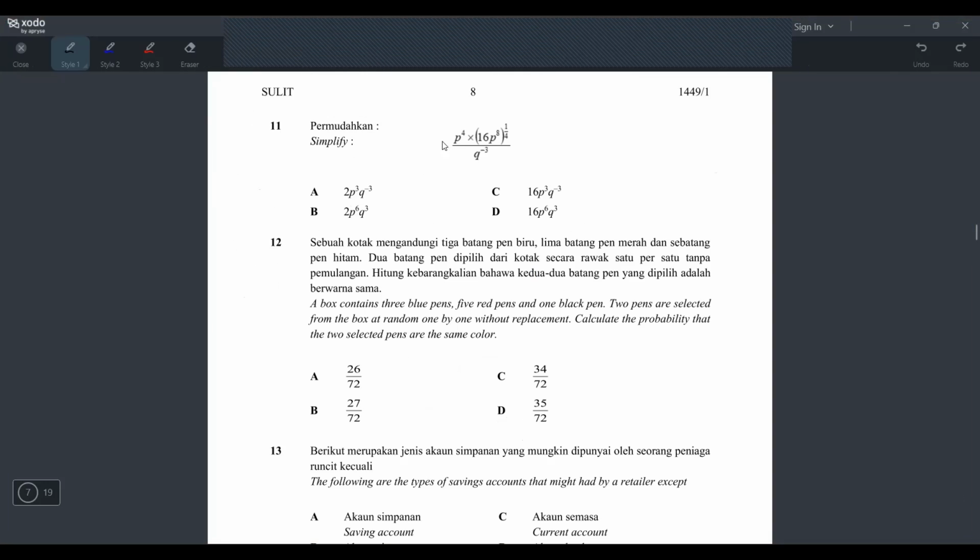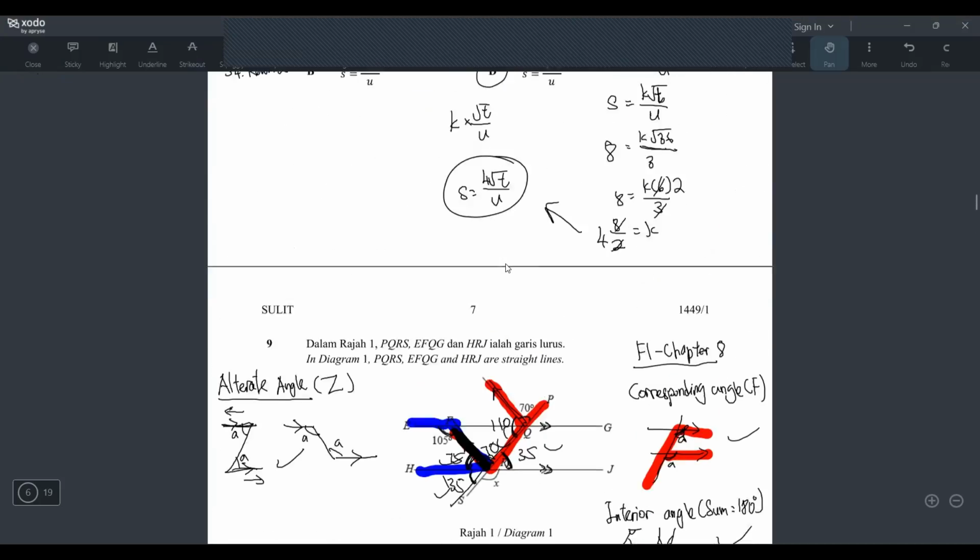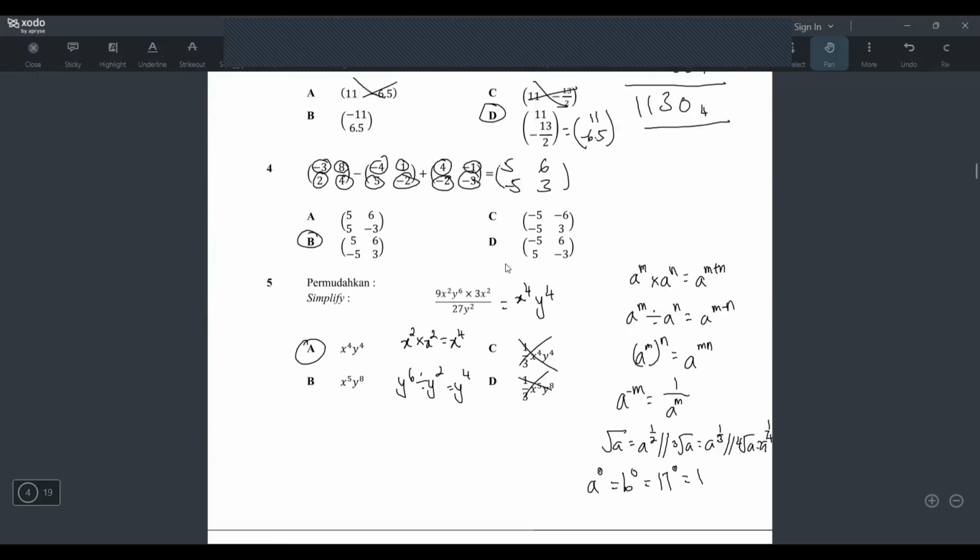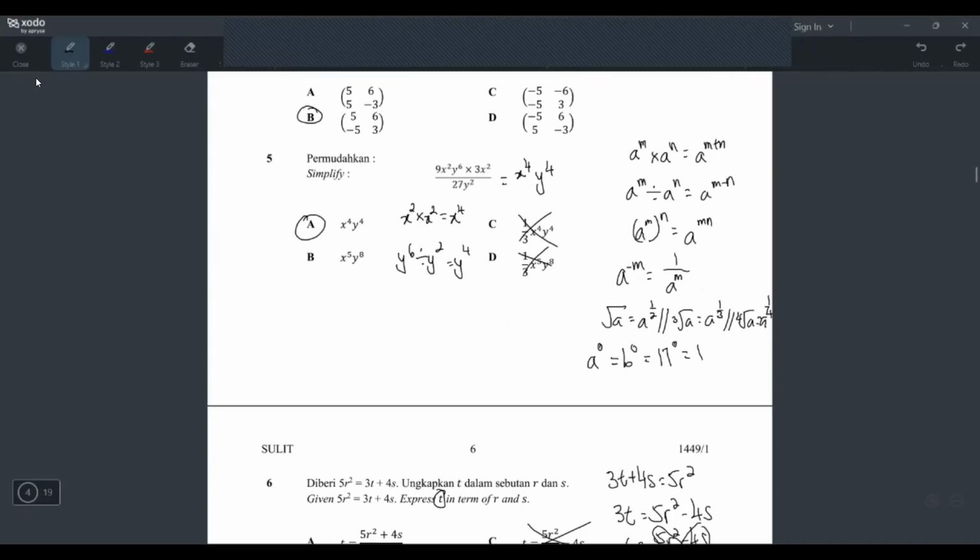Okay, number 11. They want you to simplify this. This one is also under indices, right? So let me take you back to the formula that I wrote just now. This one. You remember this? So if I say same base multiply, the powers add; same base divide, the powers subtract. If I say A power of N, you multiply the powers. If the power is negative, you can put it below. Square root is power 1 over 2, cube root is power 1 over 3, fourth root is power 1 over 4, and anything power 0 is 1. Okay, this you must know.